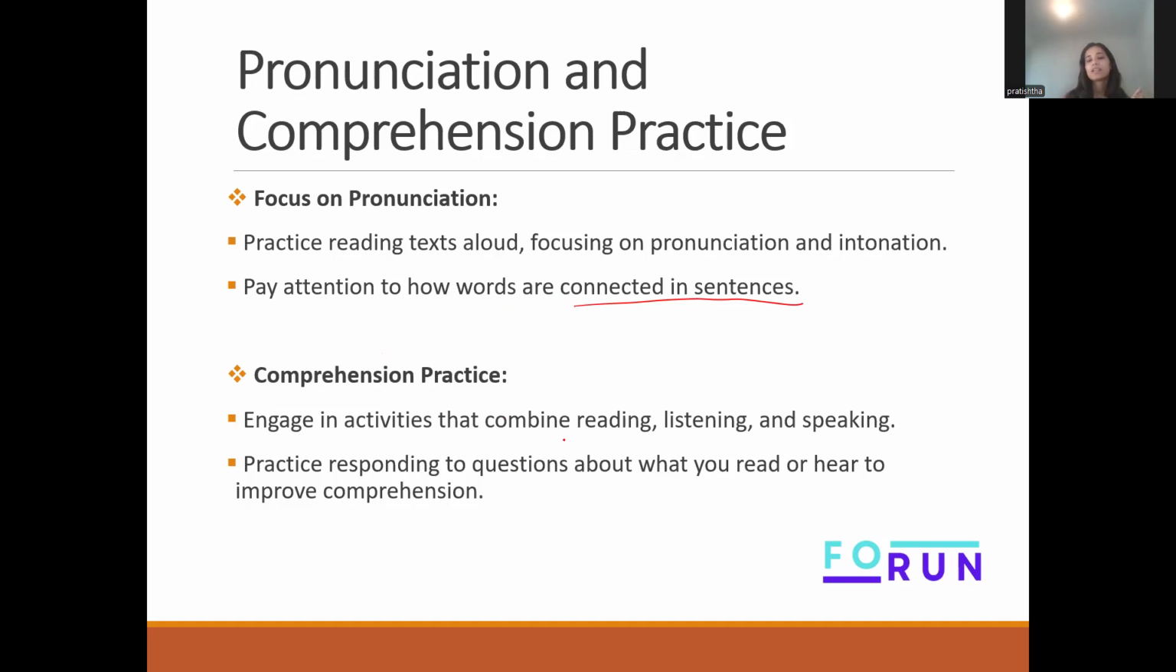You can also engage in activities that combine reading, listening, and speaking, right? Because that is your priority. So probably there's one text, it would have a reading exercise also, listening also, and obviously try to practice speaking as well. Make conversations with people. Practice responding to questions about what you read or hear, to improve comprehension. So if you respond to the text, probably try speaking it up, right? If you're writing, that's good, but try to speak it up as well.